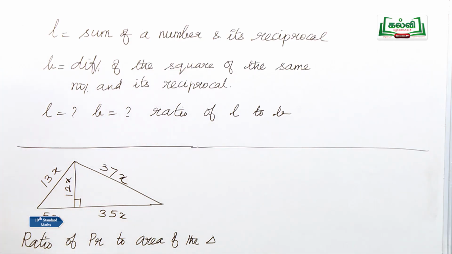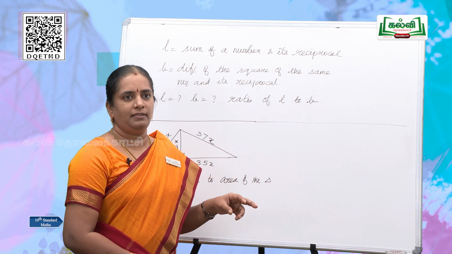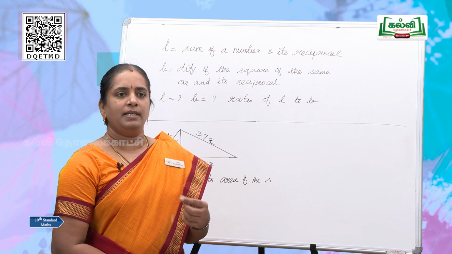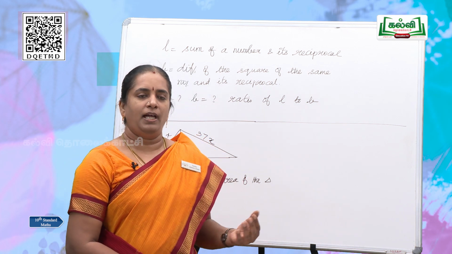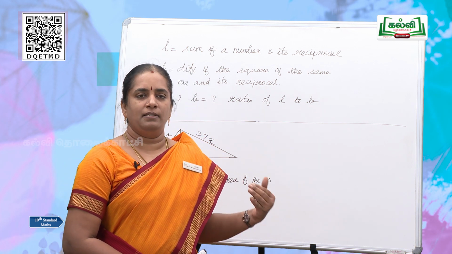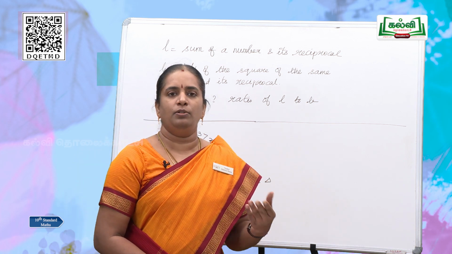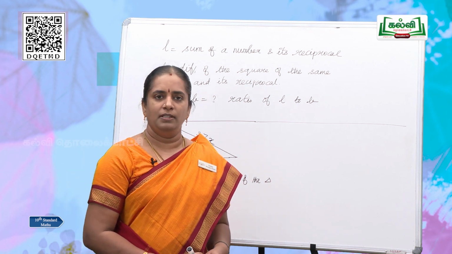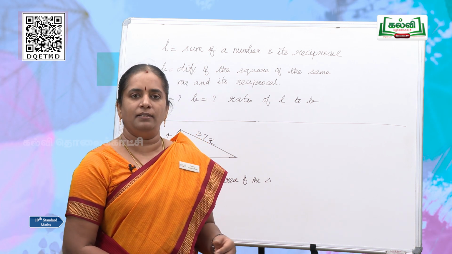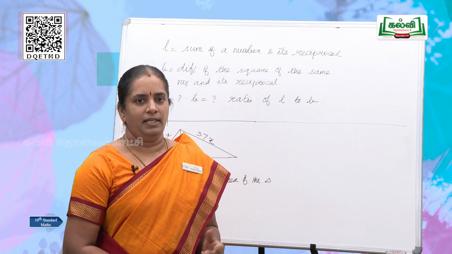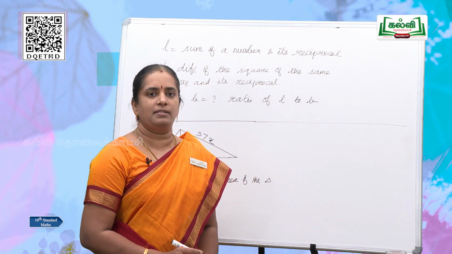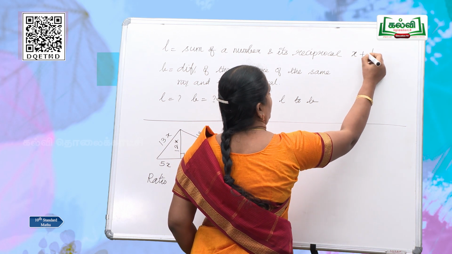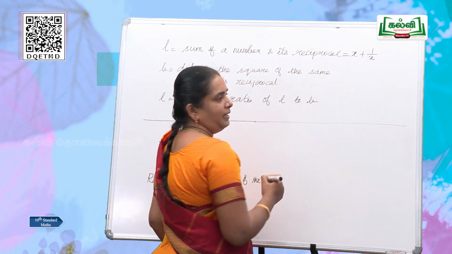First activity says that a rectangle has a length as the sum of a number and its reciprocal. Let us take the number as x, and we have to convert this statement into a mathematical statement. So, the sum of a number and its reciprocal. The number is taken as x, and what is the reciprocal of x? Yes, the reciprocal of x is 1 by x. So, x plus 1 by x is taken as our length.